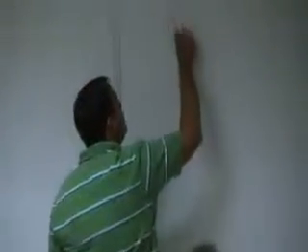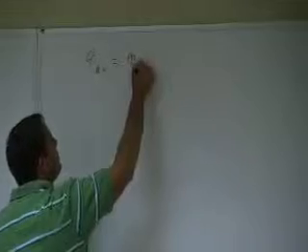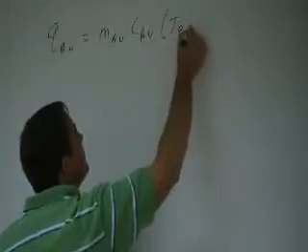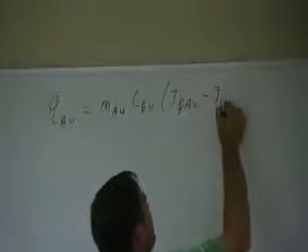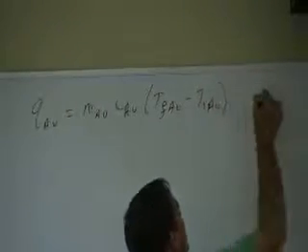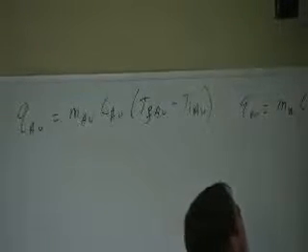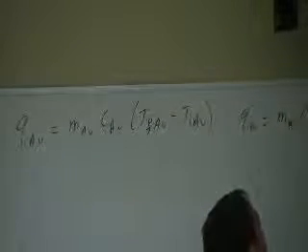Okay, so we've got two equations. The heat of the gold equals the mass of the gold times the specific heat of the gold times the final temperature of the gold minus the initial temperature of the gold. And the heat of the water equals the mass of the water times the specific heat of the water times the final temperature of the water minus the initial temperature of the water.